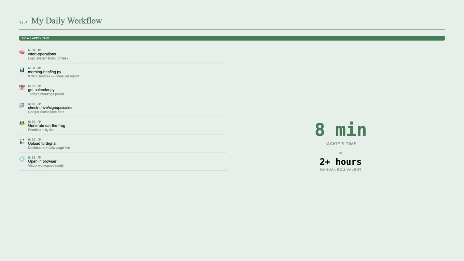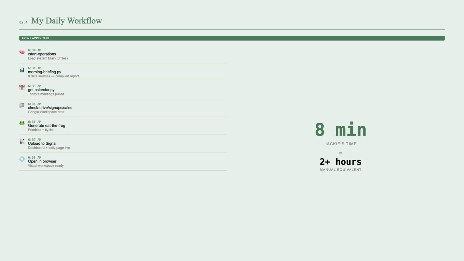This is a Python script that pulls from 8 data sources: Google Calendar for today's meetings, Google Drive for new files from the team, sales tracker, sign up tracker, email inbox count, SES health for email campaigns, and AI news feeds for the intelligence report. All of that gets compiled into one briefing that I review in about 6 minutes.